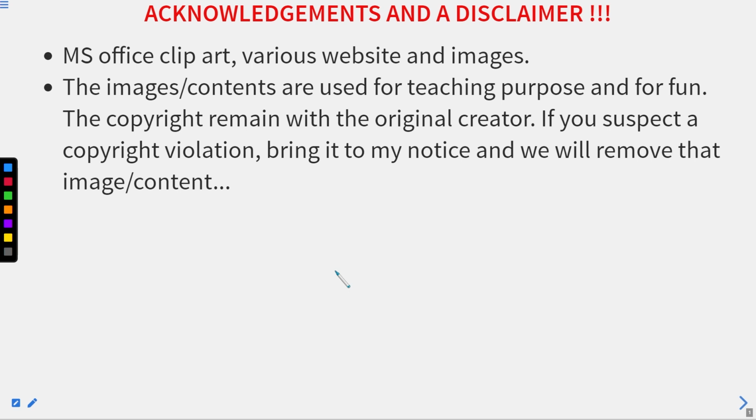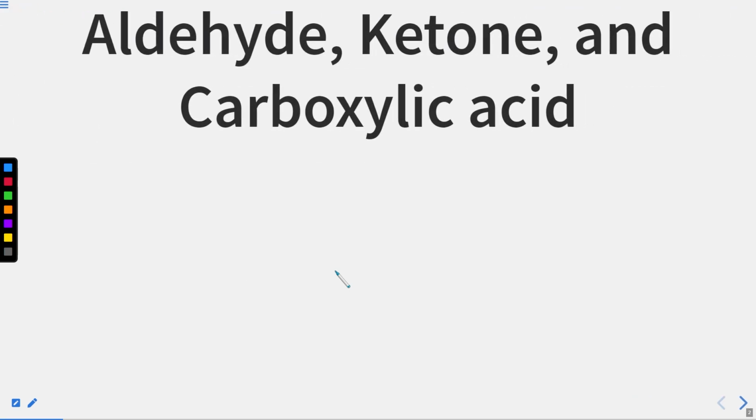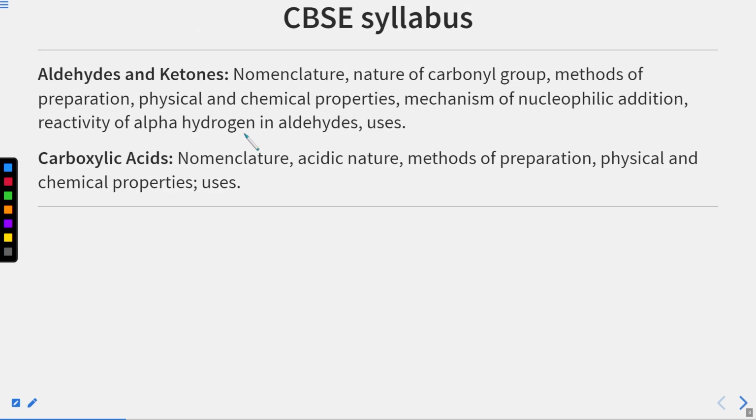acid. So far we have seen some methods for the preparation of aldehyde and ketone, but those were some common methods. So if you look at the syllabus here, we have covered this nomenclature part. We have seen the nature of the carbonyl bond. Of course, we have not related it with the reactivity of that carbonyl compound, but we will soon see it. Then we have started with these methods of preparation.